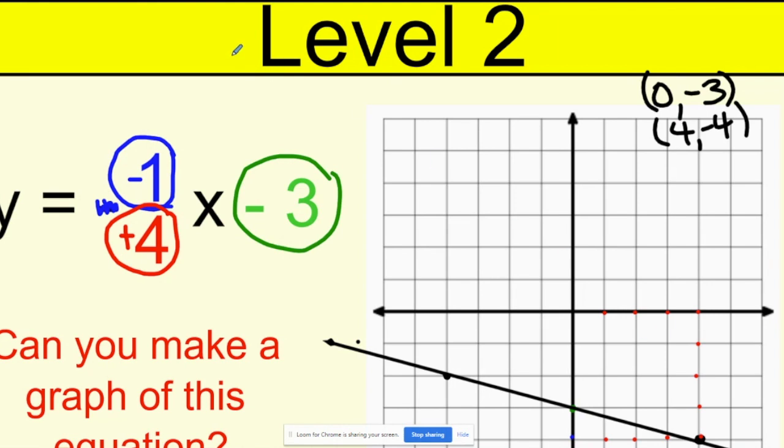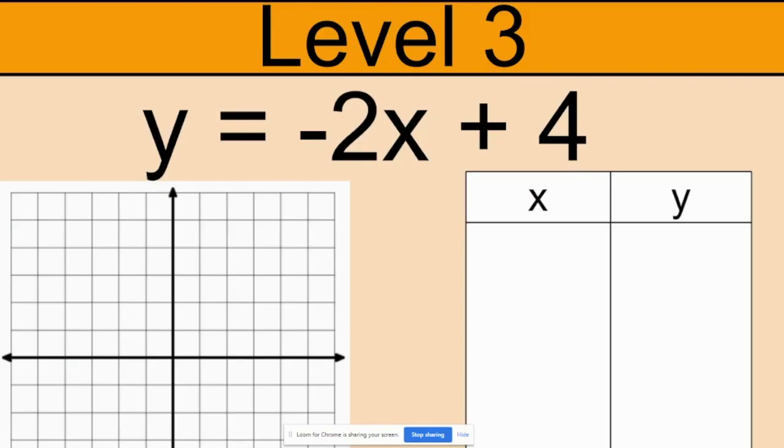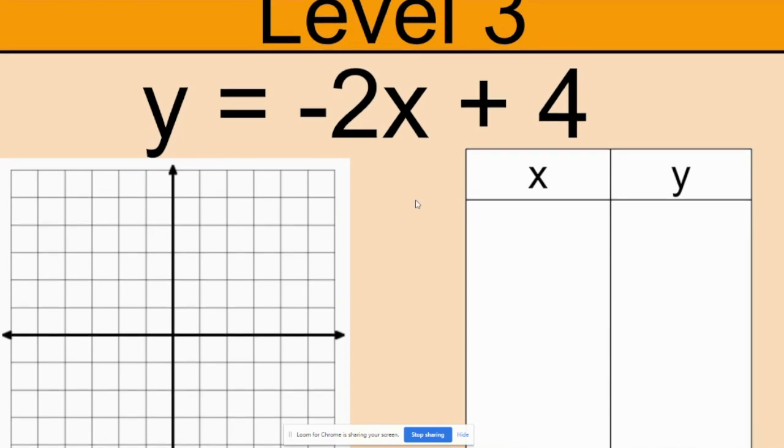Congratulations. Now, I showed you how to do the table where you were using your change in y and your change in x. There's another way to do it, and we're going to use that on the next problem. Okay, first I want you to know you can do this.